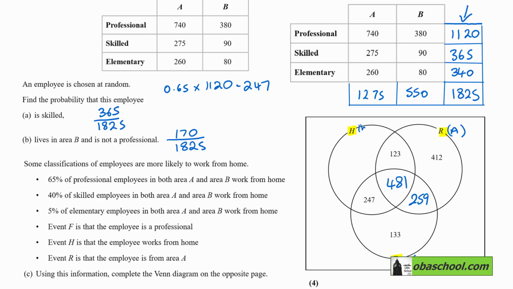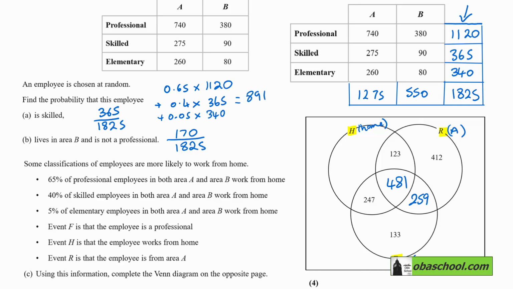And this section is the work from home. And the total number of employees that work from home is going to be 0.65 times the 1120. That was for the professionals. And then 40% of the skilled. So that's 40% of the 365. And then 5% of the elementaries, which is 340. And if we calculate that, that comes to 891.